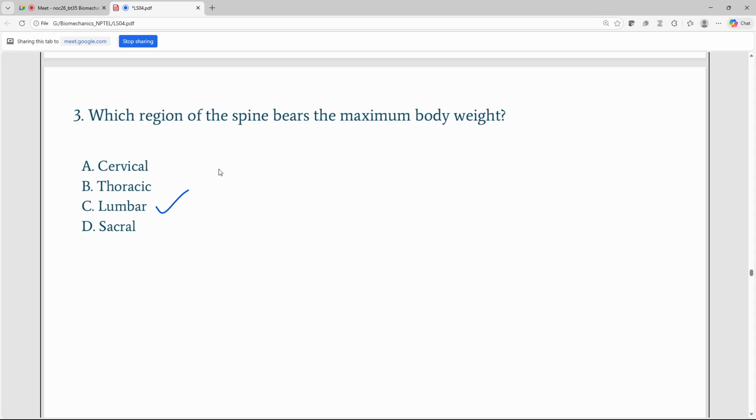In the previous question also, I discussed why lumbar intervertebral discs are thicker than the cervical ones, because the lower back is the region which supports the maximum body weight. Also, when we lift weights, this is the region giving the core support. The answer is option C, lumbar region.